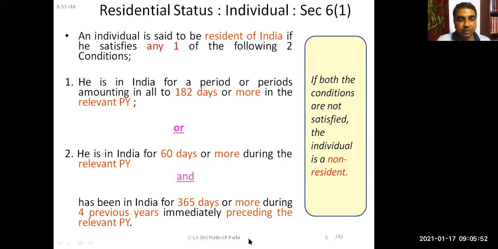As you have seen, these are the 2 conditions. Just have a look once again. He has been in India for a period or periods amounting to 182 days or more in the relevant previous year, or he is in India for 60 days or more during the relevant previous year and has been in India for 365 days or more during the 4 previous years immediately preceding the relevant previous year. So if none of these conditions are satisfied, then he is a non-resident. Did you understand this concept? Yes, sir. Okay, good.